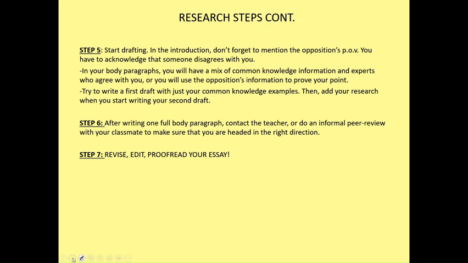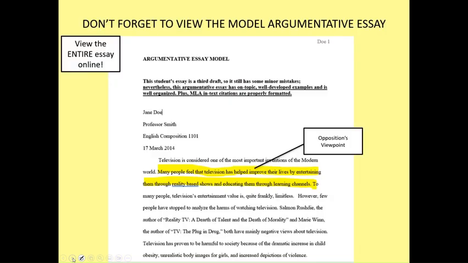And then step six, after writing one full body paragraph, contact the teacher to do an informal peer review with your classmate to make sure you're heading in the right direction. I always tell students before you write the full essay, try to see if your first body paragraph is going in the right direction, because then you'll know if the rest of your paper will be going in the right direction. And then lastly, revise, edit, proofread your essay. And don't forget to view the model argumentative essay online.